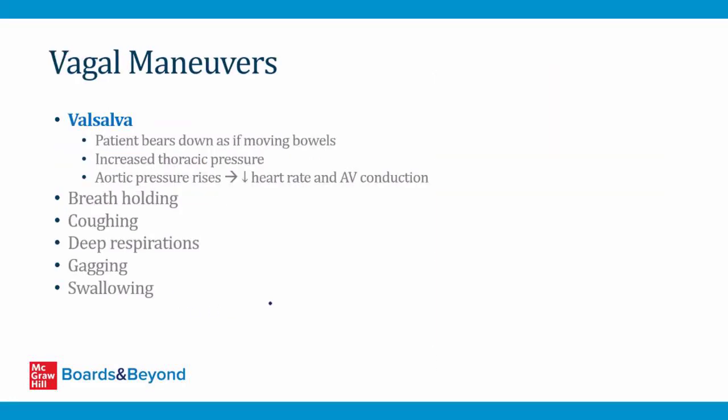Another way you can break or stop AVNRT is through vagal maneuvers. So vagal maneuvers are maneuvers the patient does that increase vagal outflow to the heart and slow conduction in the AV node. So the classic one is the Valsalva maneuver. You ask the patient to bear down as if they're moving their bowels. There's increased thoracic pressure. This increases pressure in the aorta, and that is sensed by those baroreceptors and leads to a fall in heart rate and AV conduction.